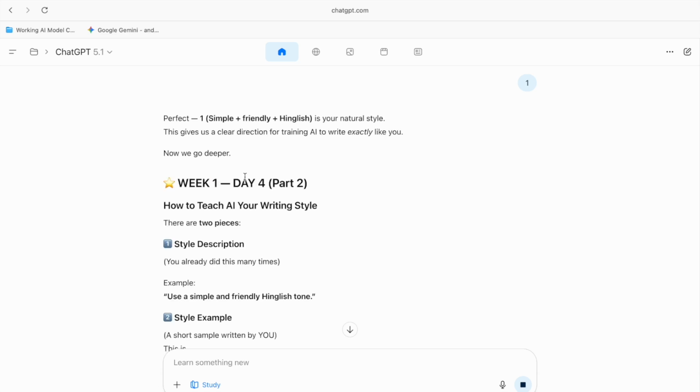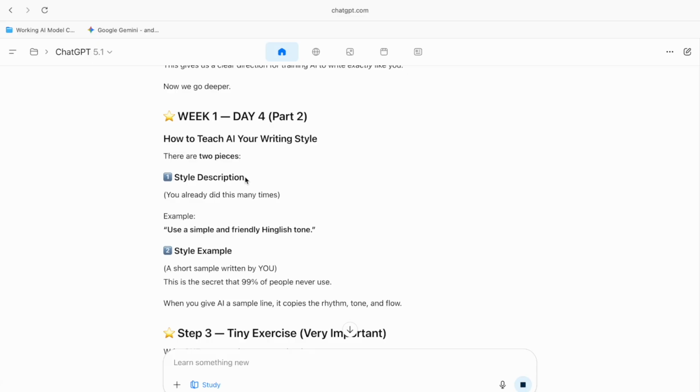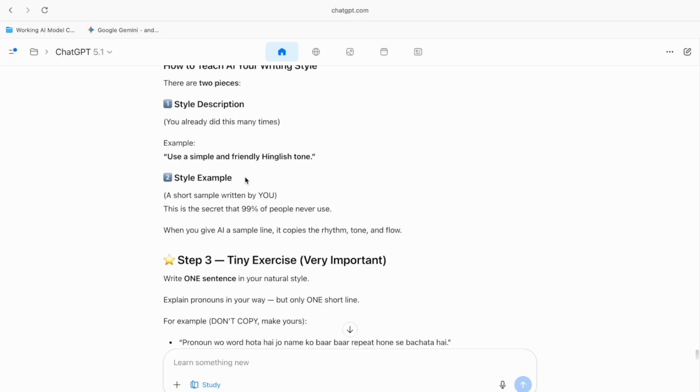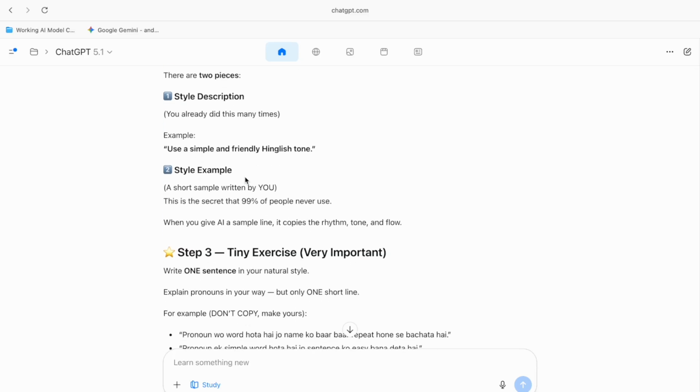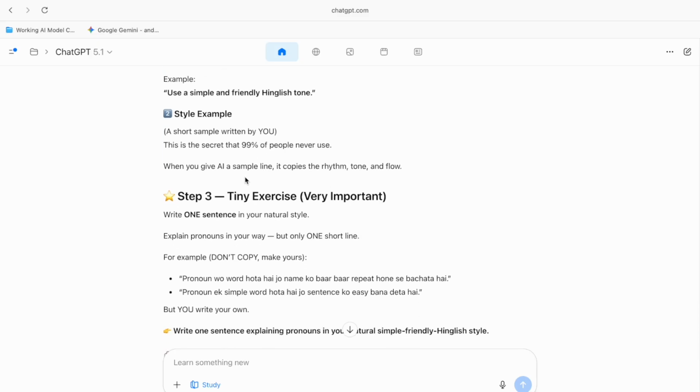So perfect. So you already did many things. Example: use a simple friendly Hindi tone. Then example: a short sentence written by you. This is the secret that 99% of people never use. When you give AI a simple line, it copies the rhythm, tone and flow. Step 10 exercise is very important. In a natural tone, explain pronoun in your way, but in one short line. For example, don't copy, make yours.